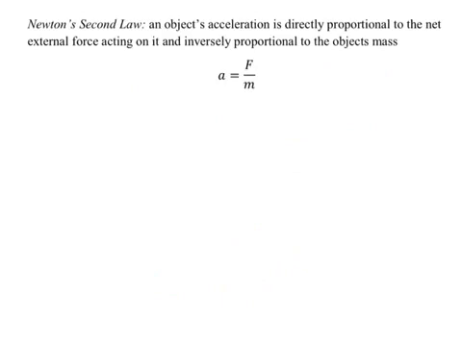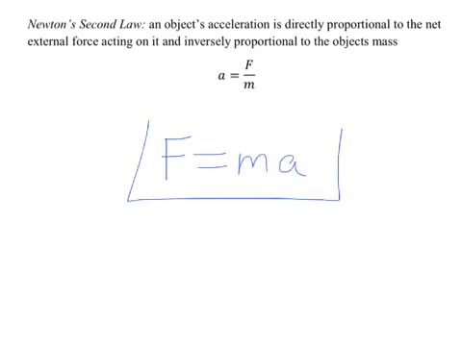Newton's second law tells us that an object's acceleration is directly proportional to the net external force. So that's in the numerator. It's directly related, but it's inversely proportional to the mass, which means that's in the denominator. And solving this, like we did by multiplying by mass, gives us Newton's second law in the simplest form that most people see it, F equals ma.